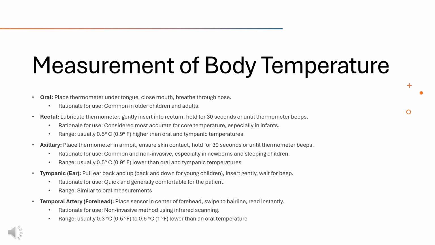We have some key considerations I want you to think about. Please ensure proper technique because it's essential for accuracy. Incorrect technique can lead to wrong readings that can mislead clinical decisions. Always check that the thermometer is properly calibrated and cleaned according to the manufacturer's instructions to avoid infections and maintain accuracy.